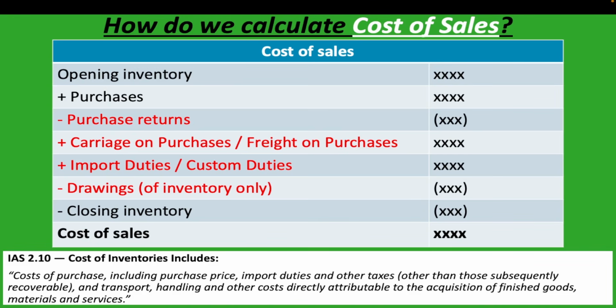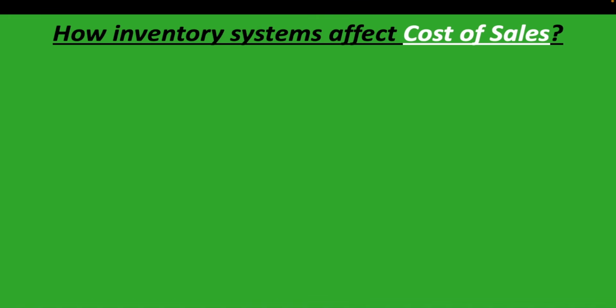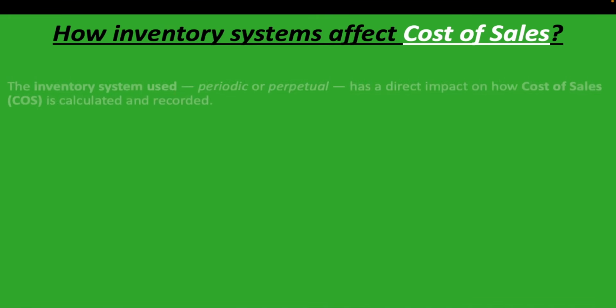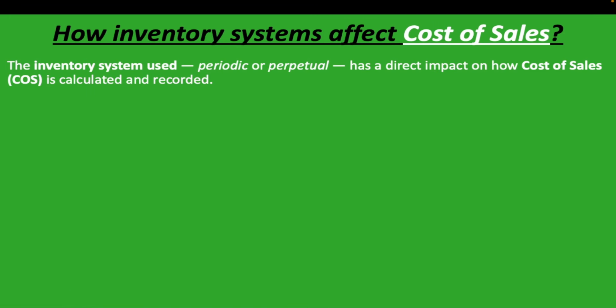Now, here's something important to mention. Based on what we've done here on the calculation, it's important to understand the inventory system that you are using. And so let's have a look how inventory systems affect cost of sales. Well, there are two specific inventory systems that we deal with here. The inventory system used, either periodic or perpetual, has a direct impact on how cost of sales is calculated and recorded. Very important. Based on the inventory system that we're using, that will impact how our cost of sales is calculated. It doesn't mean you'll have a different amount for cost of sales depending on the inventory system, but it has an impact on how the calculation is done.